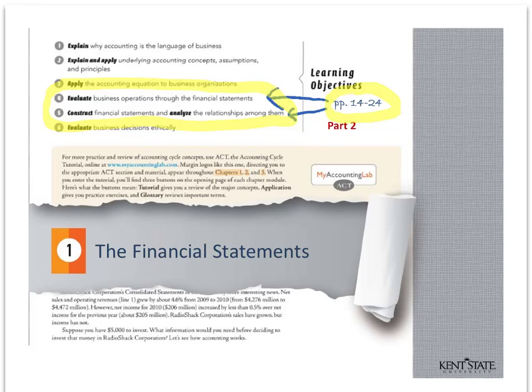On to part 2 of this combination learning objective 4 and 5. What we're going to be looking at here are just the theoretical structure of the statements and how they're interrelated. So I'm not using examples in this part. I'm just focusing on what should be on these statements, what's contained on these statements, and then in part 3 we're going to look at Amazon's actual statements.